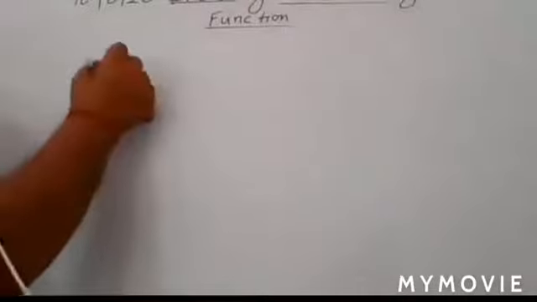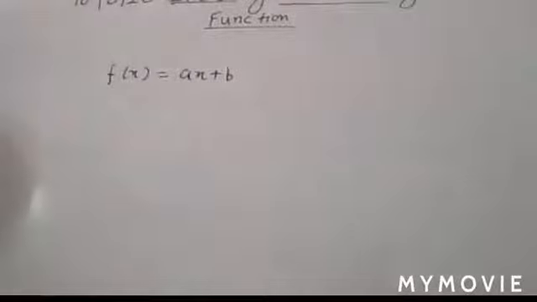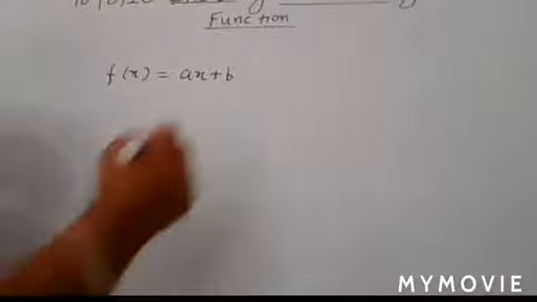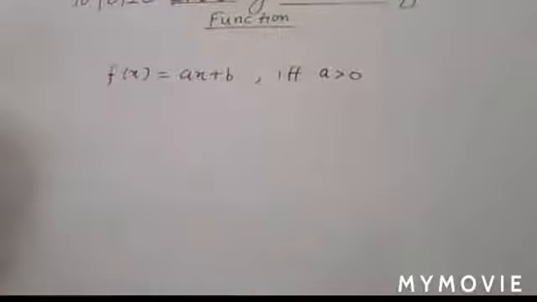Prove that f(x) = ax + b is strictly increasing if a is greater than 0. You have to prove that the given function f(x) is strictly increasing if a is greater than 0.